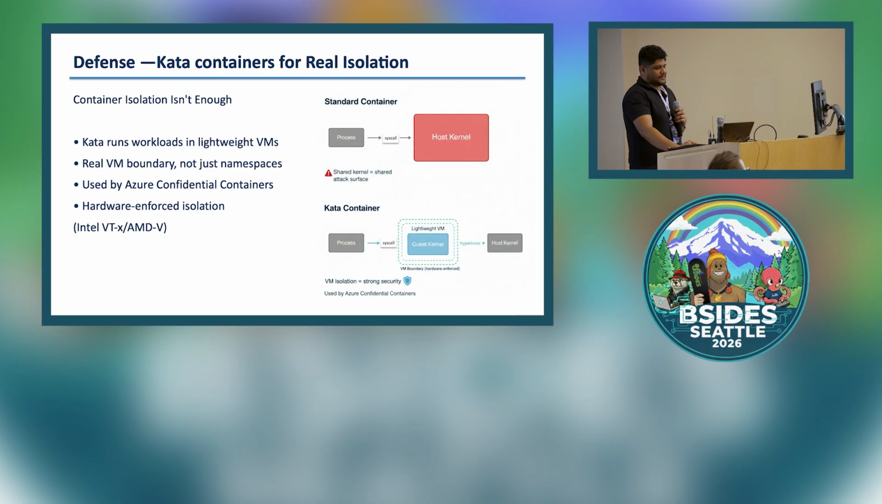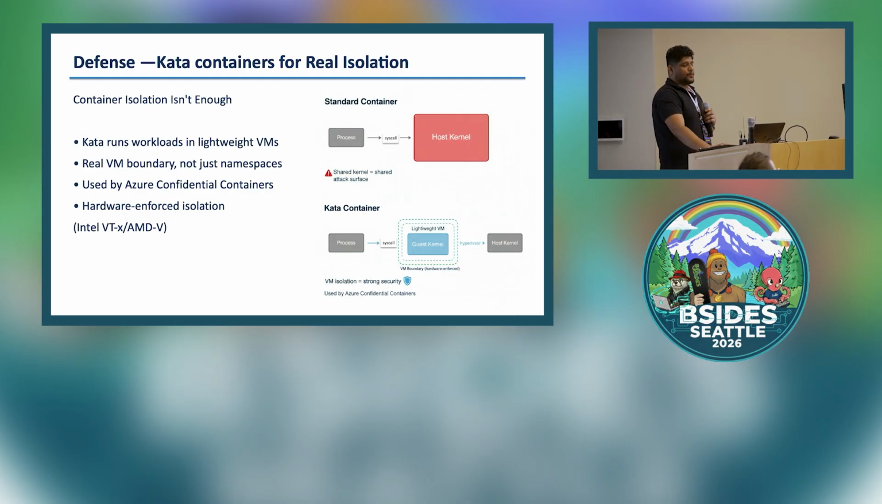And finally, the standard containers versus the Kata debate. Standard containers share the host kernel. That's a massive attack surface. One kernel exploit, and you're already on the host. Kata containers, or gVisor, take a different approach. They run your workloads in a lightweight VM with its own guest kernel. There's a real hardware-enforced VM boundary. Even if an attacker gets kernel-level access, they are in the guest kernel, not the host. They'd need a hypervisor escape, which is much more difficult to pull off.